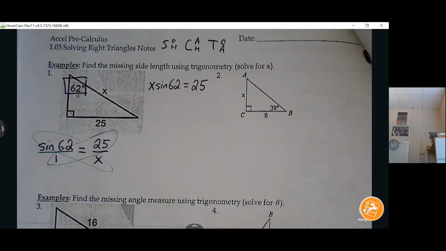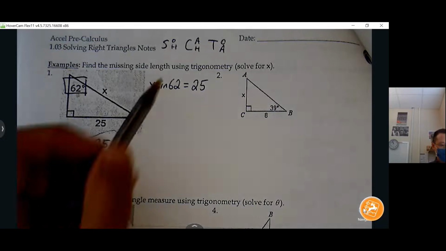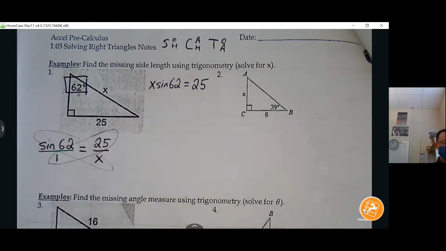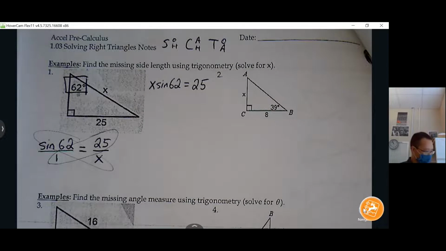Everybody okay so far? Okay. X sine 62. Now, sine and 62, that's one thing, right? Sine is never standalone. It's always sine of an angle. So that sine 62 is one unit. It all goes together. So what can I do to solve for x? Yeah, divide both sides by sine 62.